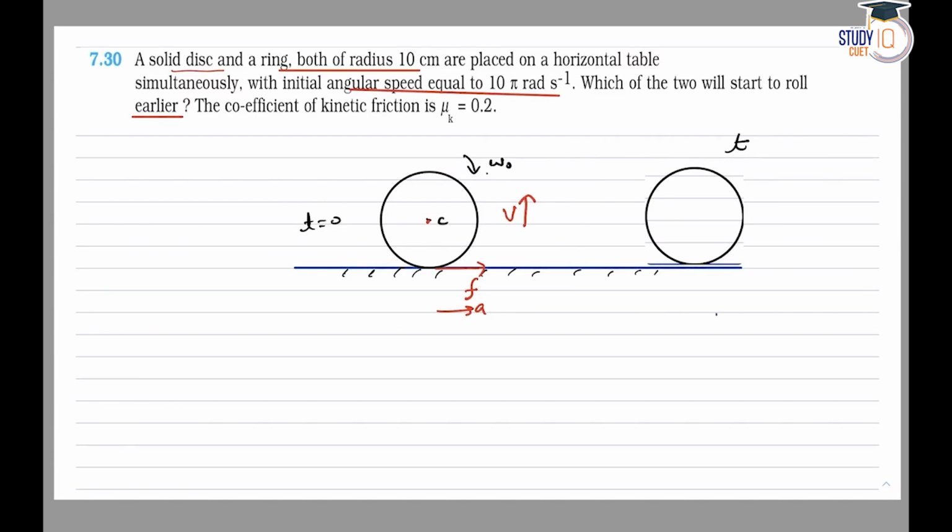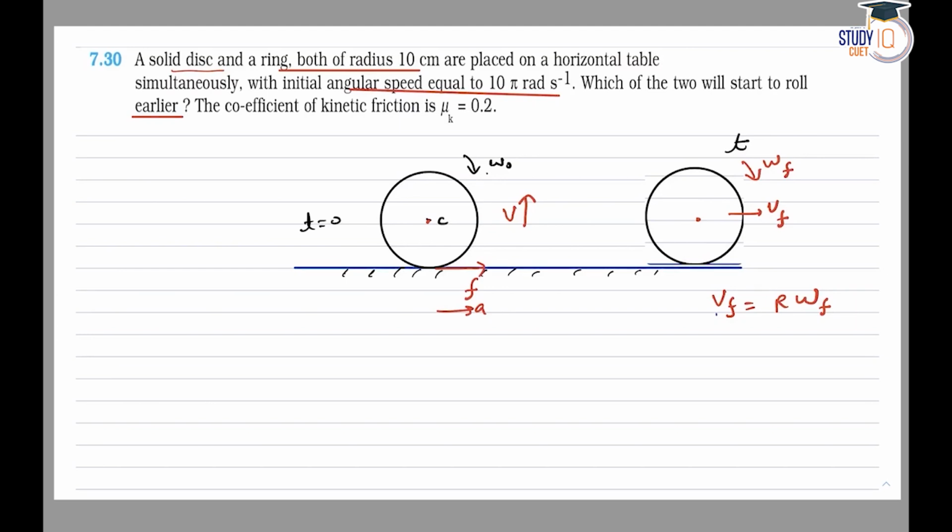After some time, let's say the angular speed of the object is omega final and the translational speed is V final. In order to have pure rolling, we know that V is equal to R into omega final. So omega final can be written as V final by R. Now looking at the situation, we have two objects, one is the disk and the other is the ring.